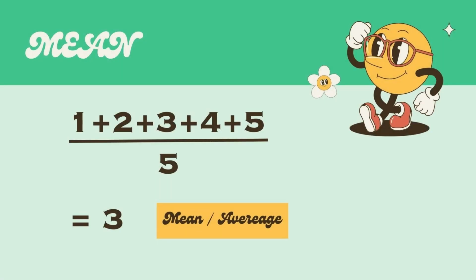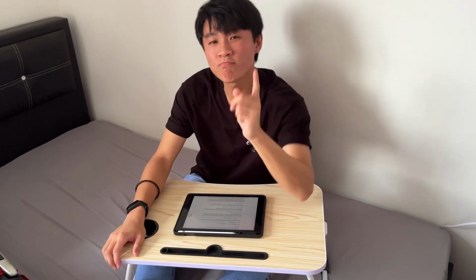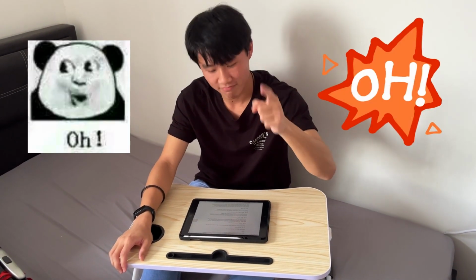To get the mean, you have to get a set of numbers and add them up. After that, you divide the sum of numbers by how many they are. That is the mean, or sometimes we call it the average. Basically, you add and divide to get the mean. I think I understand it.